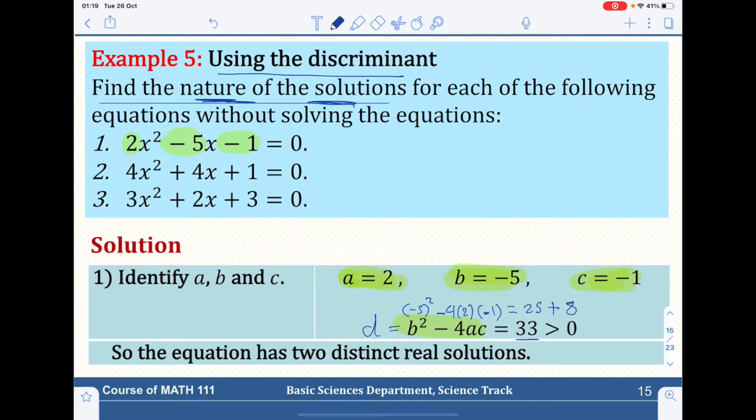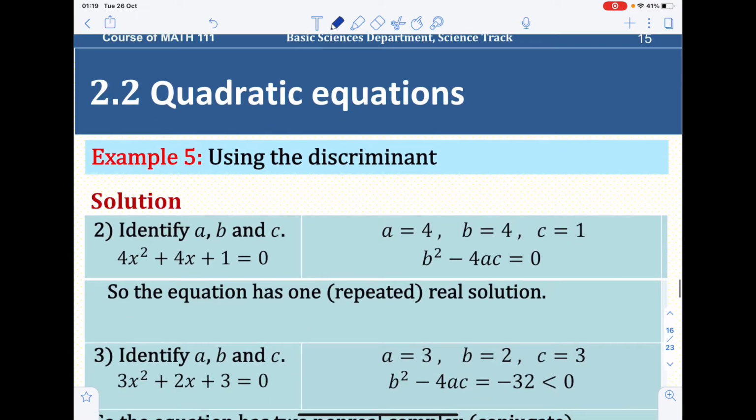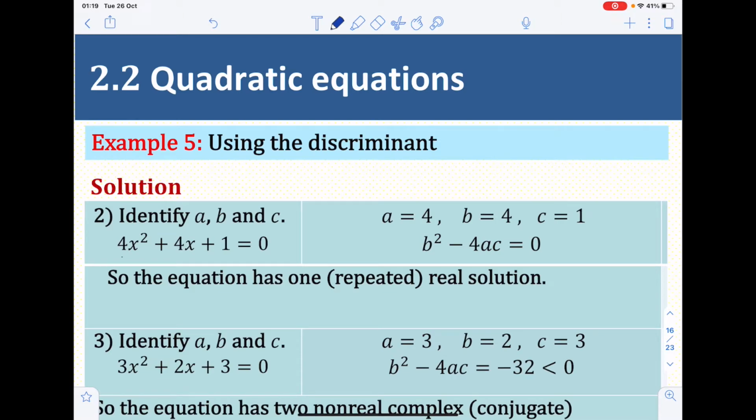And as you can see, it is positive, more than 0. So since the discriminant is positive, we can tell that the equation has two distinct real solutions. I mean, we have two solutions. If we solve this equation, we will see that in our solution set we have two different values. Okay, let's see the second equation, which is 4x² + 4x + 1 = 0.